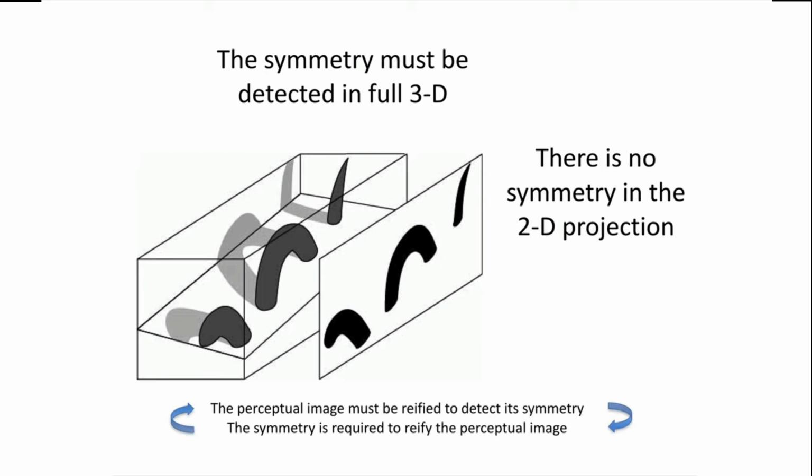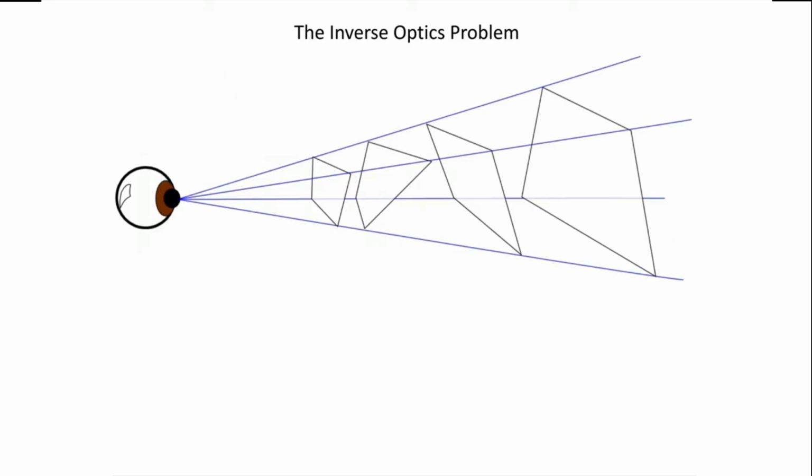This leads to somewhat of a chicken and egg problem because the perceptual image must be reified before you can even detect its symmetry, but the symmetry is required in order to reify the perceptual image. This is indeed a manifestation of the inverse optics problem.